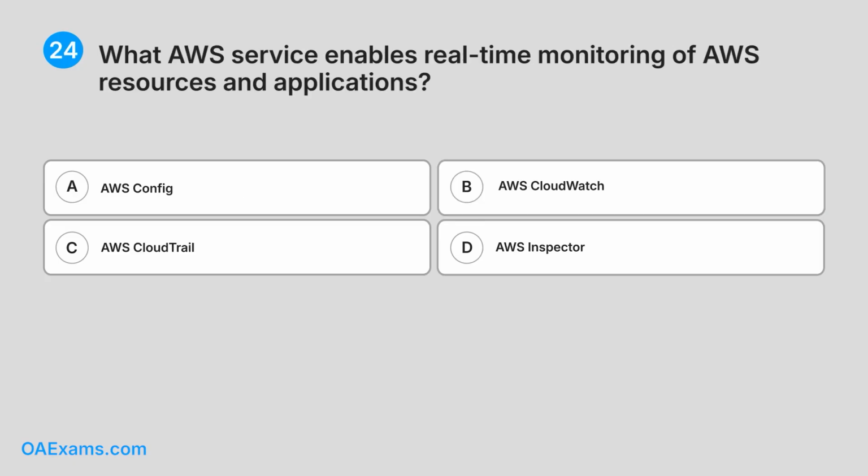24. What AWS service enables real-time monitoring of AWS resources and applications? A. AWS Config. B. AWS CloudWatch. C. AWS CloudTrail. D. AWS Inspector. Do you know the answer?